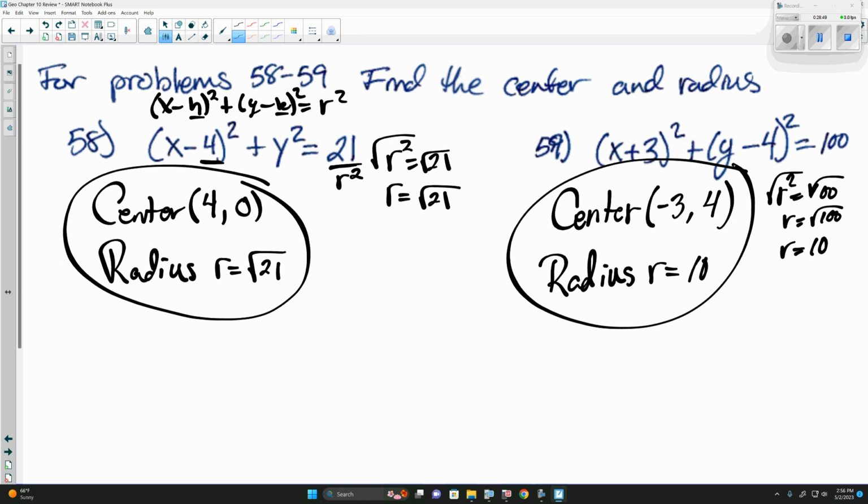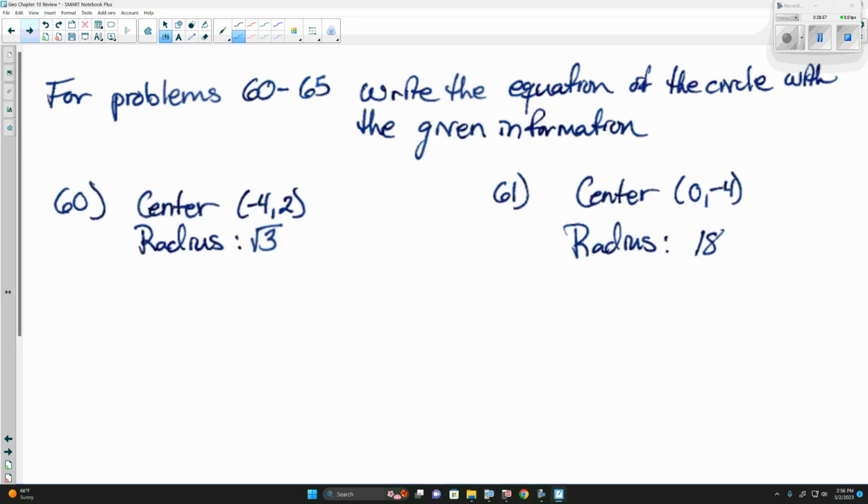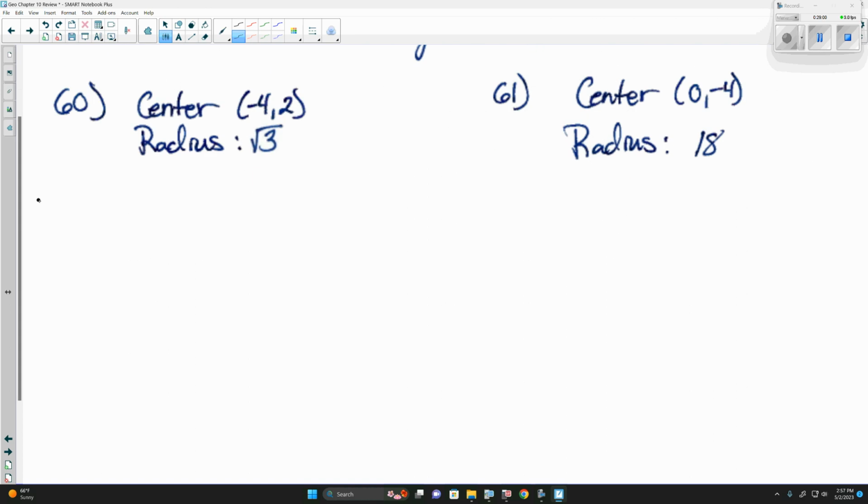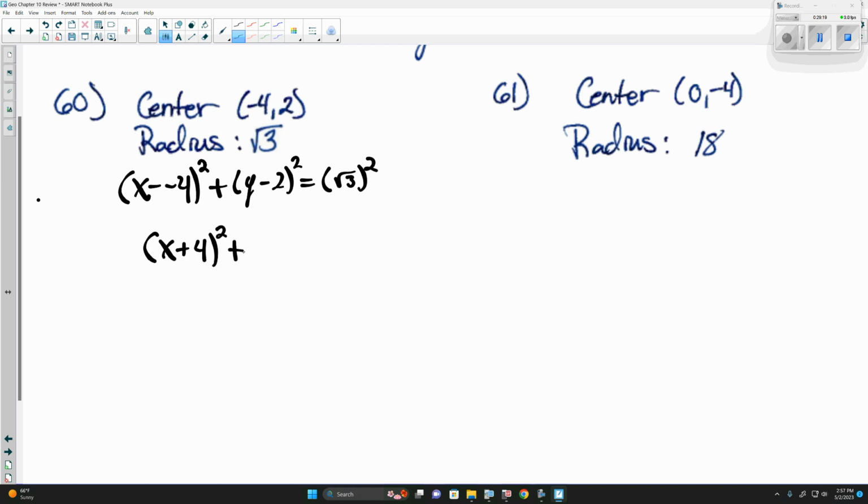Questions on this here? We ready for the next two? So the center is negative 4, 2. Radius is the square root of 3. And exactly, we'd plug it in. So we'd have x minus squared plus y minus squared is equal to the square root of 3 squared. We're just plugging it into the formula. Yeah, because the negative and negative would make a plus. So we'd have x plus 4 squared plus y minus 2 squared is equal to 3.